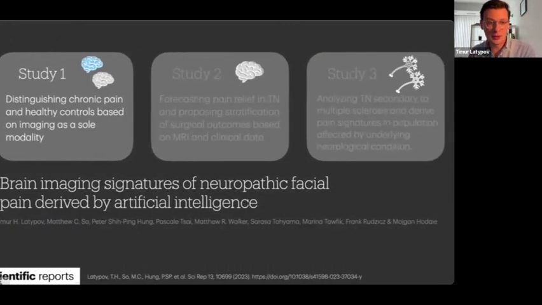So one of our first works in this direction that we in fact published last year was focused on neuroimaging and AI as a sole means to distinguish trigeminal pain from healthy controls.